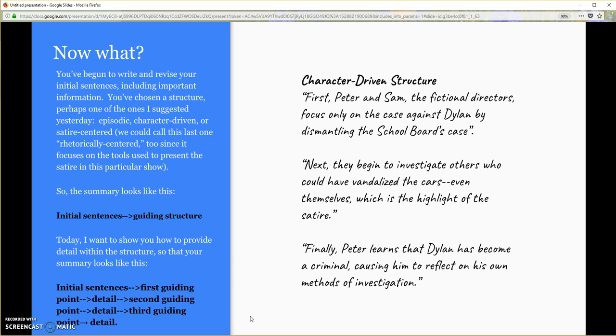So you're going to want to try to utilize a writing technique, a structure, or a strategy that allows you to group together these 8 short episodes into almost three mini paragraphs, if that makes sense, which is why I'm suggesting, and if you can see here on the character-driven structure side, this idea of first they look at Dylan, next they investigate others, finally Peter learns that Dylan's become a criminal, and then Peter also reflects on his methods of investigation, considering what's happened with Dylan getting captured on the video at Miss Shapira's house.